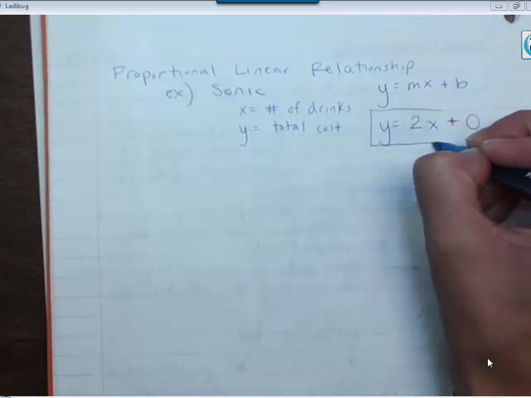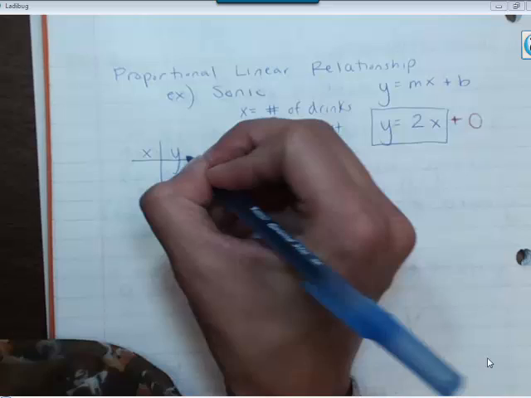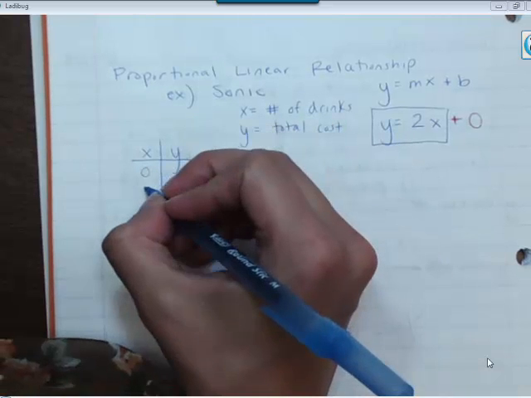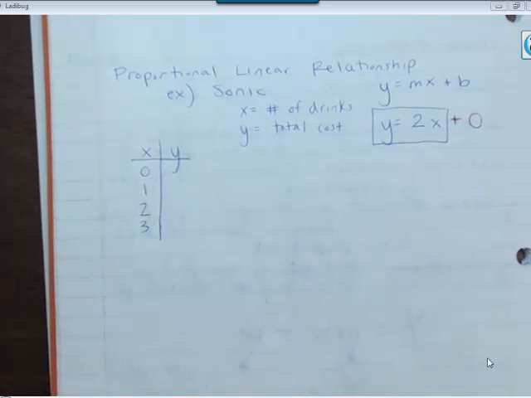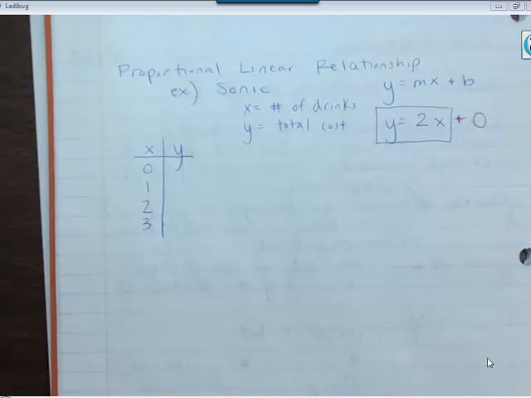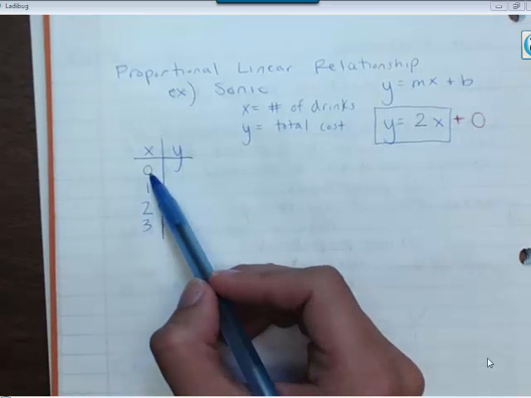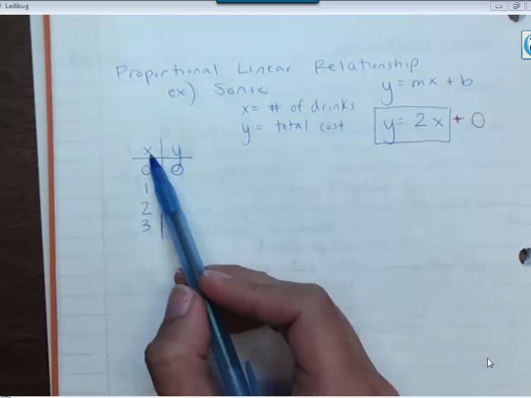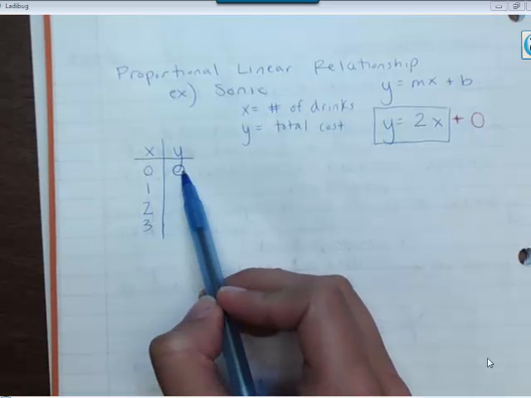So based off of this equation right here, I need to be able to fill out an XY table. So if I have my XY table, I always need 0 there. So I'm going to start with 0, and I'm just going to go up by 1s. I'll go up to 3. I'm buying drinks for 3 people today. So since it goes through the origin, X is 0, and my Y is going to be 0. That also means X is my number of drinks. So if I don't have any drinks, I don't have to pay any money. So the total cost is 0.